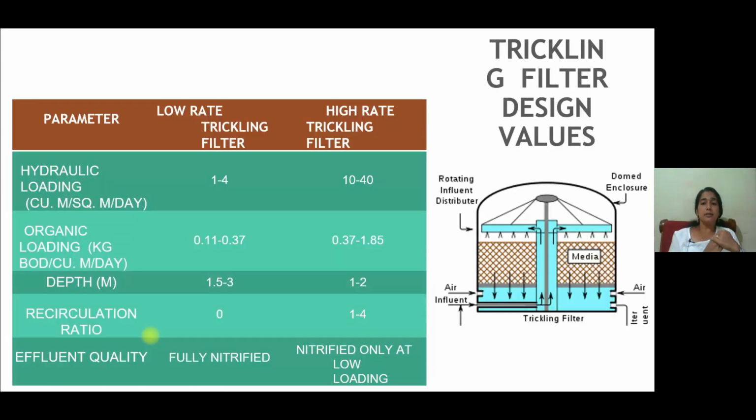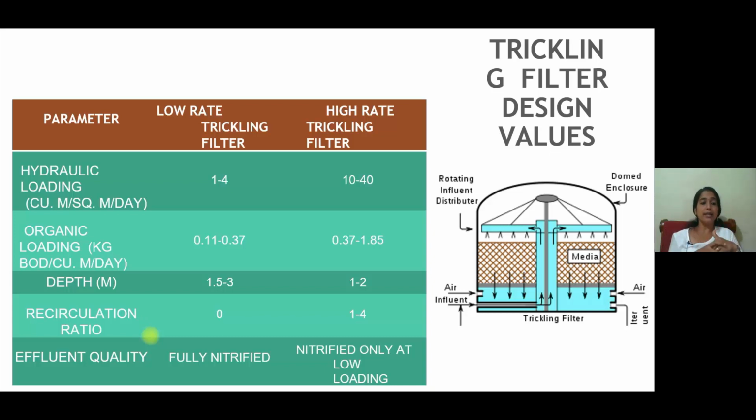Then the different parameters, that is the design values of the different filtration systems, that is the low rate trickling filter system and high rate trickling filter system. First one is hydraulic loading, that is meter cube per meter square per day. That is 1 to 4 meter cube per meter square per day for low rate and 10 to 40 for the high rate trickling filter.